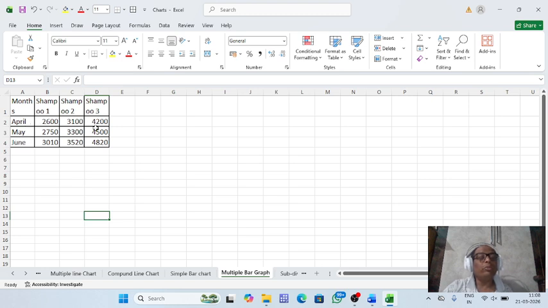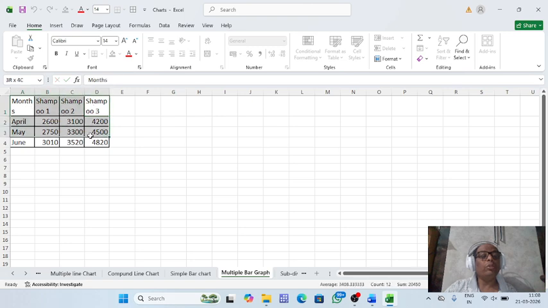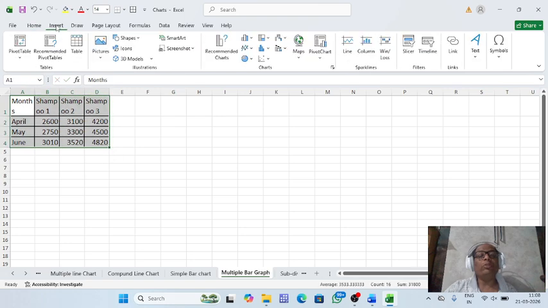And you can see that the sales of April are less in shampoo 1. From the data, it is quite visible that shampoo 3 is sold more compared to shampoo 1 and shampoo 2. So when we draw this in a particular diagram, it will be easier to interpret the result, and that is the objective of visualization.